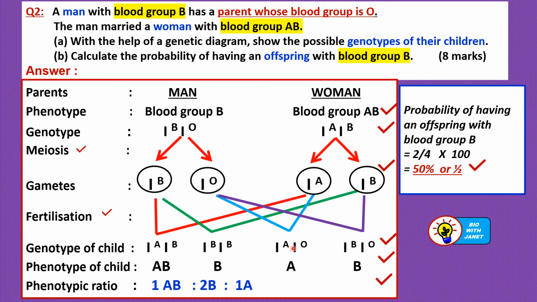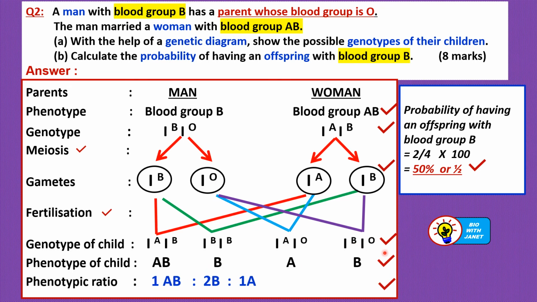Then in fertilization, the gametes will fuse together. The male gamete will fuse with the female gamete. So the first genotype possible is IB and IA. Always write the A before the B. So IAIB. This is the first genotype that's possible. And the second genotype of the child that's possible is IBIB, right? Now, the third possible genotype of the child is IAIO.